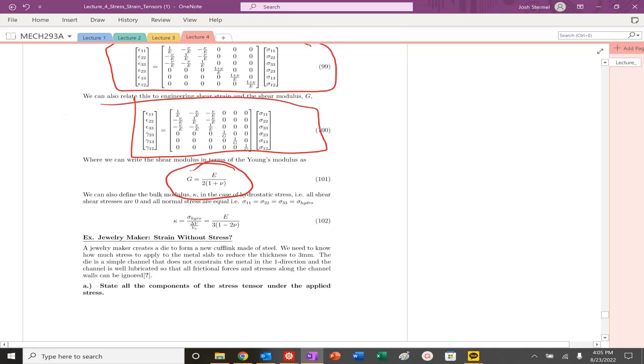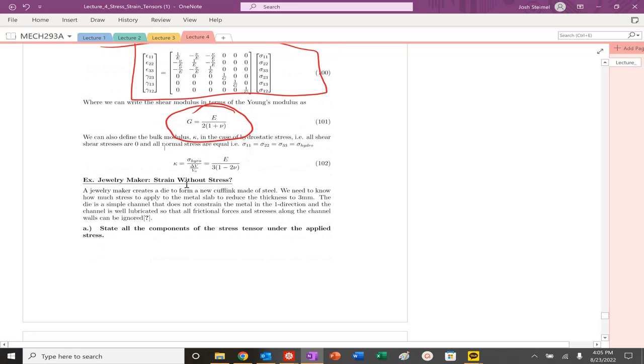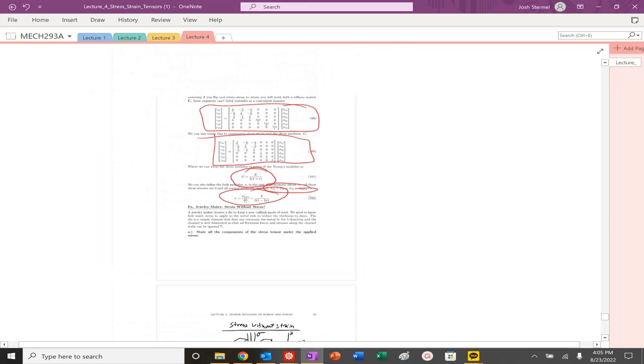G is related to E by G equals E over 2 times 1 plus nu. You can deduce that if you work through the math here. And then if you have hydrostatic stress, you can plug that in here. So this is all good, but let's actually do an example to bring this home.